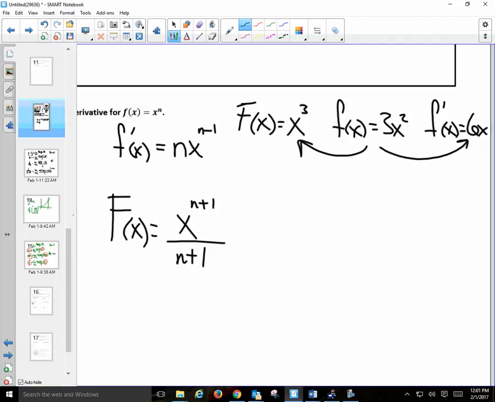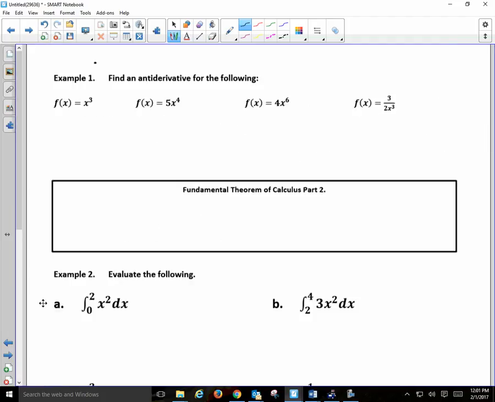So once we practice finding the antiderivatives, we can apply it to our area formula. So find an antiderivative for the following. Big F in this situation would be x to the fourth over 4. And it's easy to check. If you're wondering if it's correct, take the derivative, and you should get x to the third.